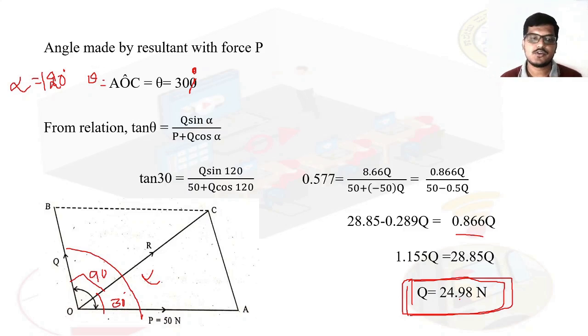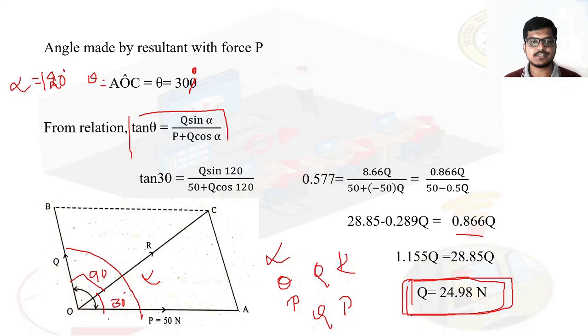So this is how we solve the problems of any two forces, including the resultant. Either they ask to find the alpha value or theta value, or they will give one value P and ask for Q, or they will give the values of Q and R and ask to find the value of P. What we need to remember is the formula: tan theta is equal to Q sin alpha divided by P plus Q cos alpha, where alpha is the angle between the two forces A and B.